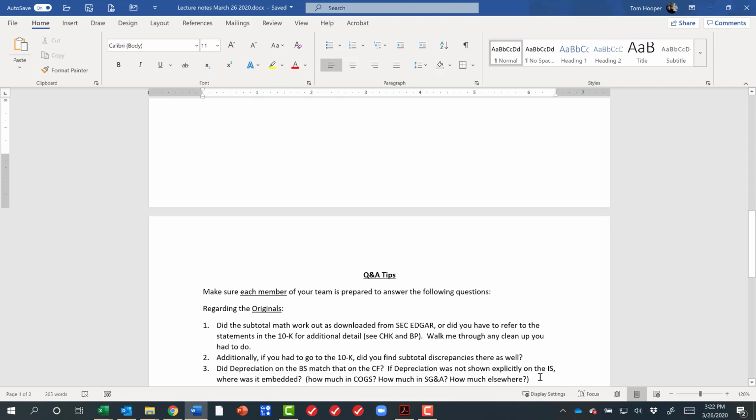Another question I might ask you is, did the depreciation on the balance sheet match that on the cash flow? A lot of you didn't have any depreciation on your balance sheet. You had to go back to the notes and find out where it might have been embedded. I think Apple's a good example. They put part of it in cost of goods sold and part of it in SG&A. And so I may ask you how those numbers worked out.